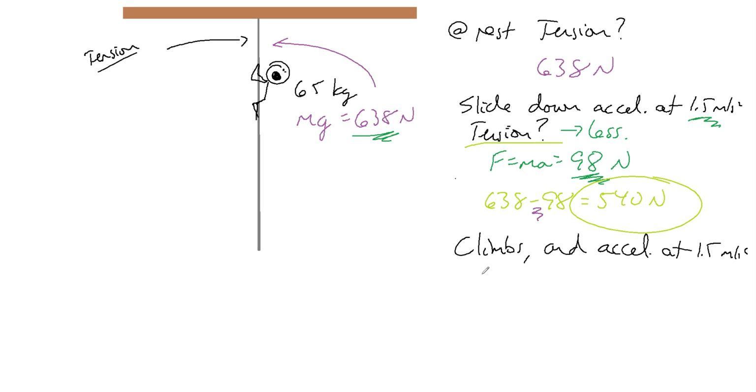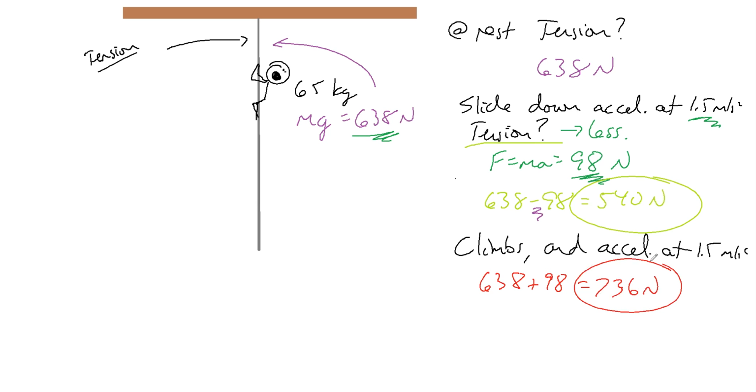We'd start with the 638. That hasn't changed. So we've got the 638 newtons. But instead of subtracting the 98, we are going to add the 98 newtons because there's going to be more tension on the rope. And if we do that, we've got 736 newtons would be the new tension.